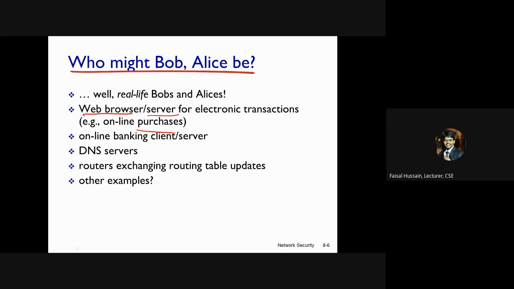Okay, so there could be online client and server. I just gave an example of an online banking system. The DNS server is also an example, because the DNS server holds all the mappings of which IP address corresponds to which domain name. If I can change something in the DNS server, or the communication with the DNS server is compromised, then I can be taken to a malicious website.